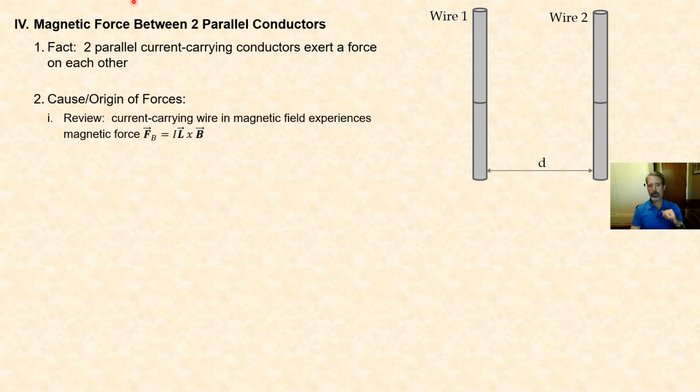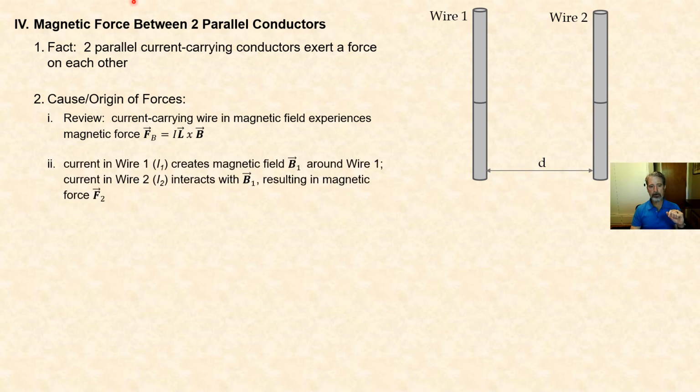So what we can say is that a current-carrying wire in a magnetic field experiences a magnetic force given by this expression IL cross B. So this is a breakdown of what's happening here. We can say that the current in wire 1, let me show you that current, we'll assume it's upward in this figure. And remember that current in wire 1 creates a magnetic field, we'll say B1, around wire 1. These magnetic field lines are concentric circles, and the direction of the field is given by one of these other right-hand rules, right?